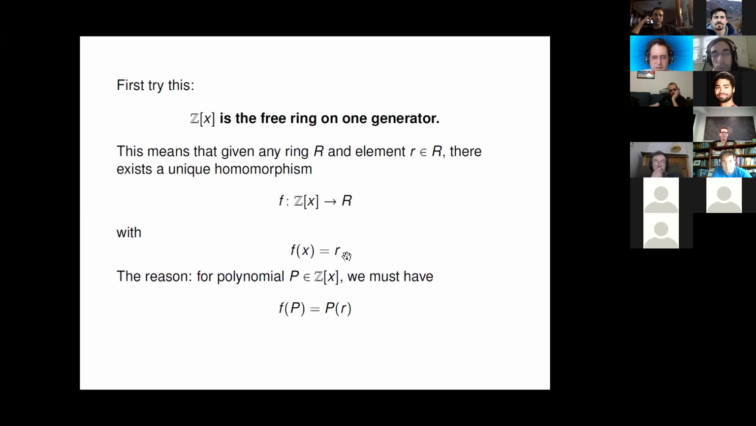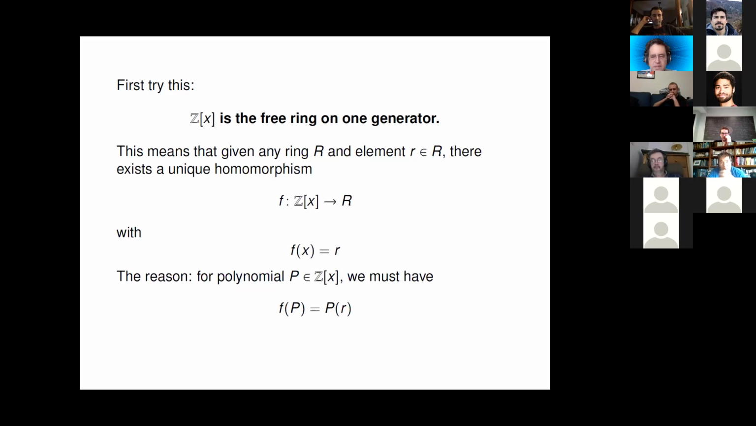If F sends X to R, well, everything in Z of X is some polynomial in X, say P. And because ring homomorphisms preserve addition and multiplication and all that jazz, it must send P of X to P of R. But there, we've determined what F has to be. So this F will do the job, and it's unique because there's nothing else it could be, because we determined F by the fact that it preserves addition and multiplication and subtraction. So that's it.